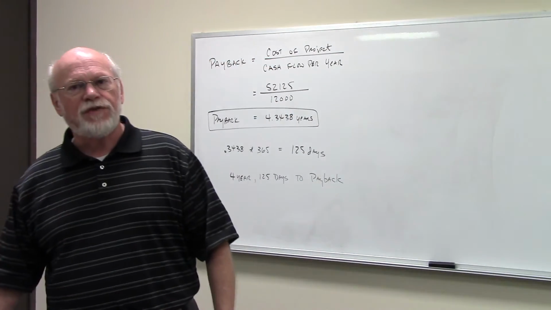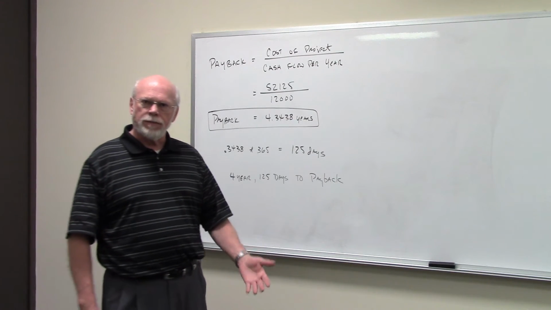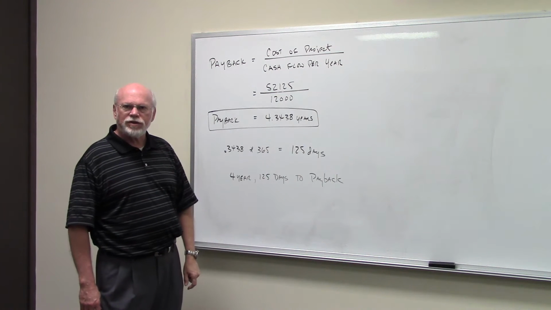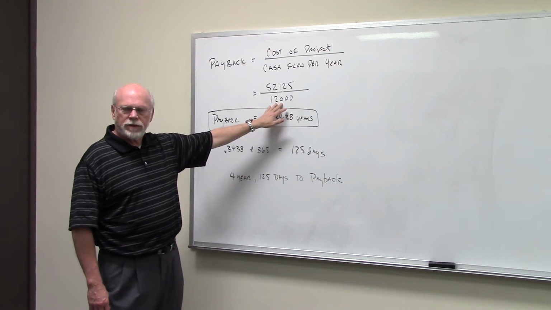Now, payback is defined as the cost of the project divided by the cash flow per year. And so the cost of this project is $52,125, and the cash flow per year is $12,000.